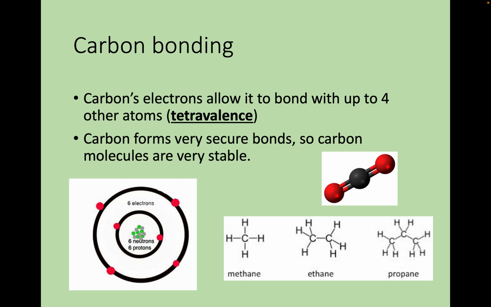That's called tetravalence. Tetra means 4. Valence is electrons, so it has 4 electrons that want a bond. And when carbon makes bonds, they're really strong and secure. So carbon molecules are very stable and hard to pull apart, which is great for living things. That means our molecules and our cells will not just fall apart everywhere.